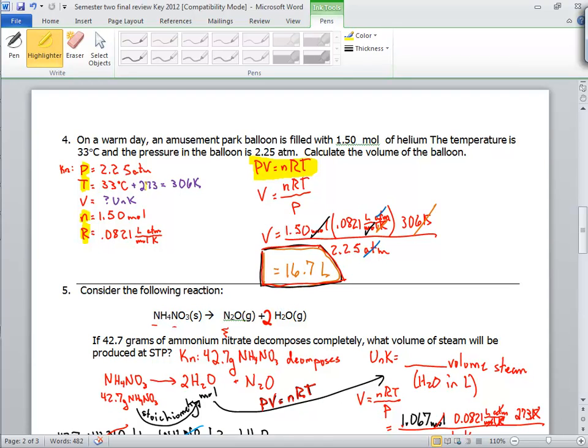Of course, I have to change my temperature into Kelvin. Atmospheres is going to work well for my pressure. I've got moles here, and the reason I have to have atmospheres for my pressures, I see right here in my value for R, my unit of pressure is atmospheres. If I substitute in all of these values into PV equals nRT, once I've solved it for volume, because volume is what I'm looking for, calculate the volume of the balloon, and I get 16.7 liters.